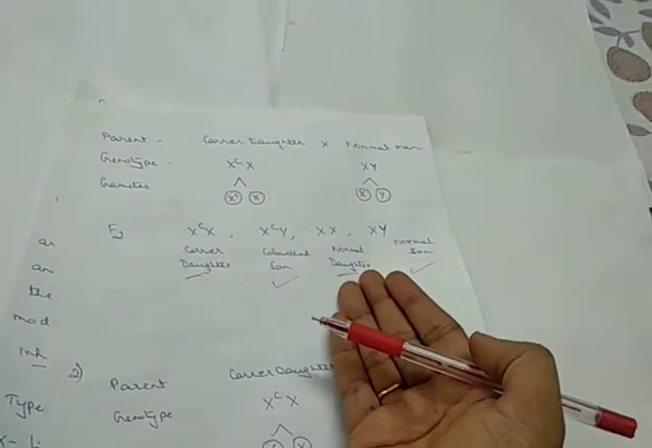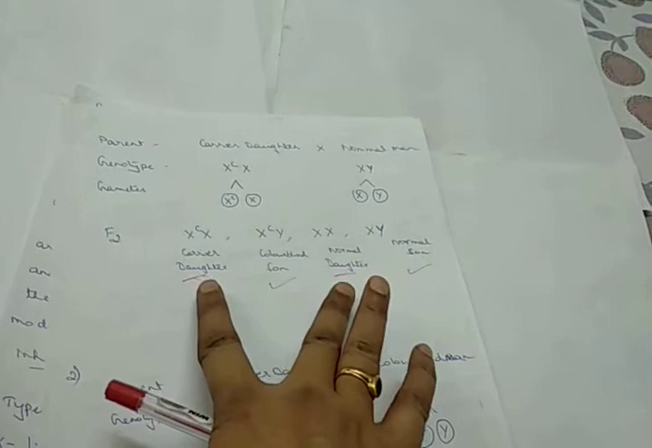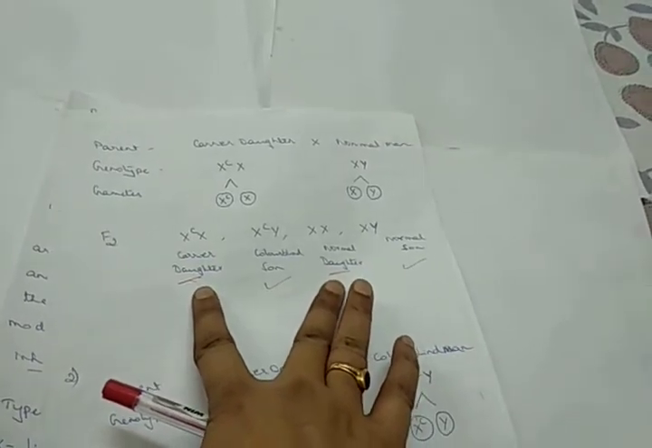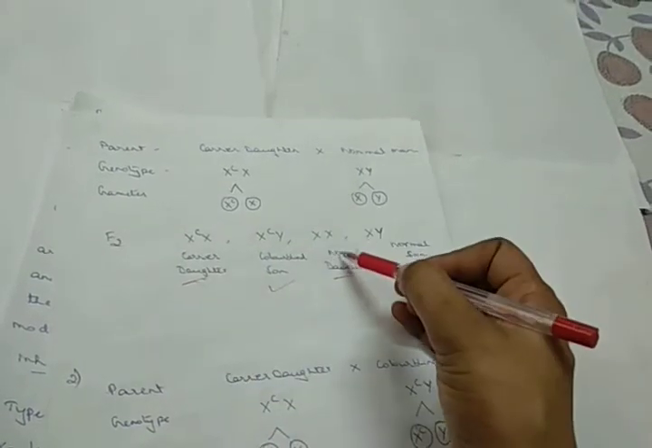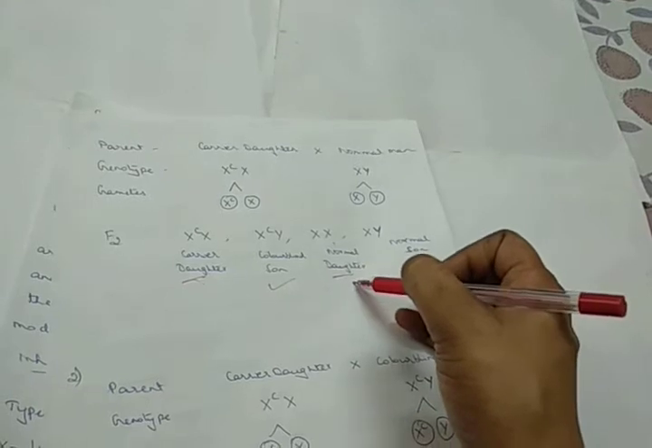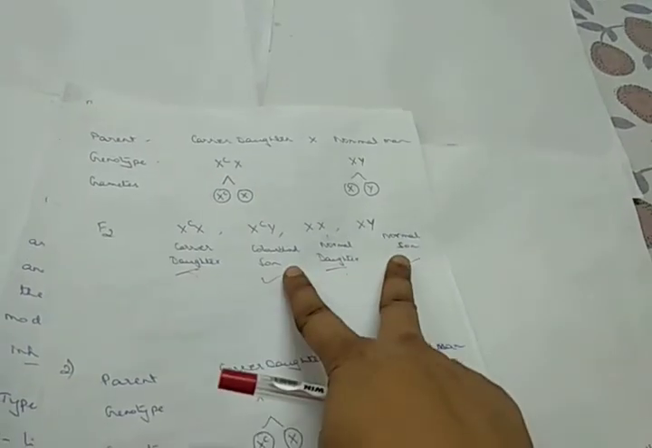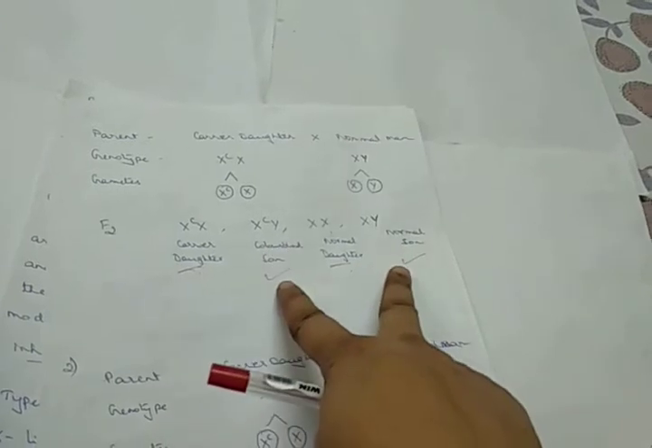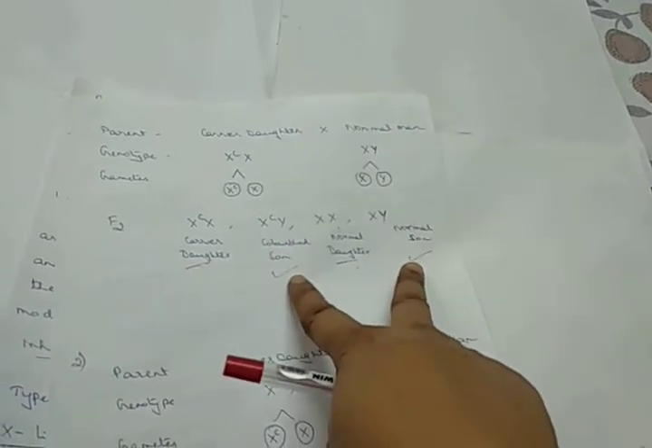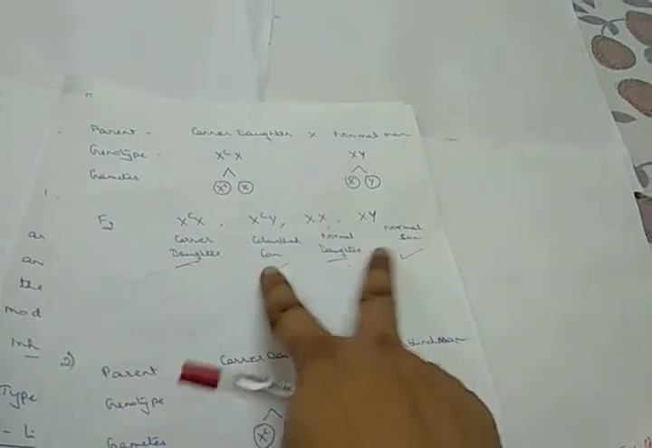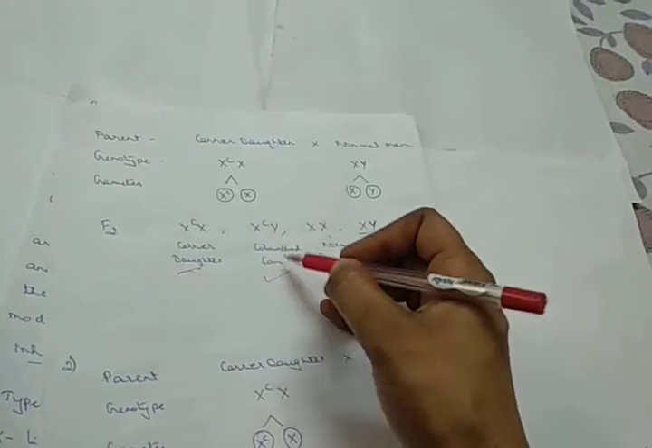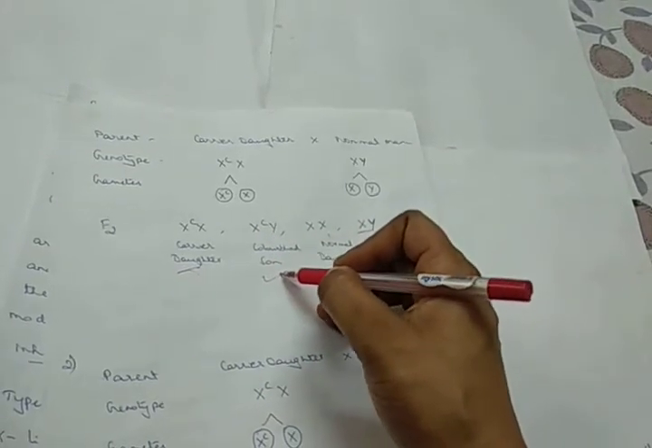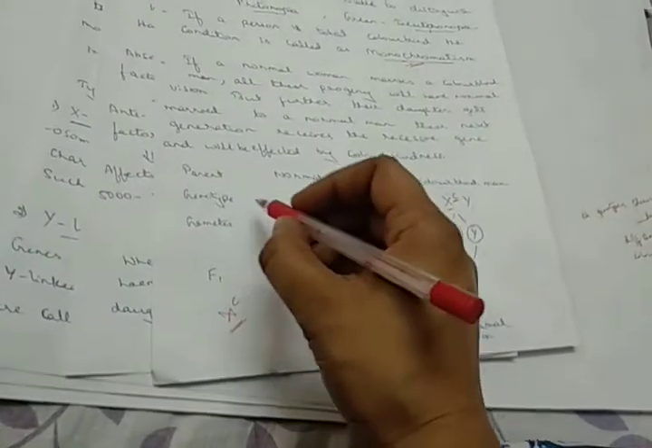Considering the two daughters as 100%, 50% arise as a carrier daughter and 50% as a normal daughter. In the male condition, the sons, considering only these two as 100%, 50% are normal sons and another 50% are colorblind sons.